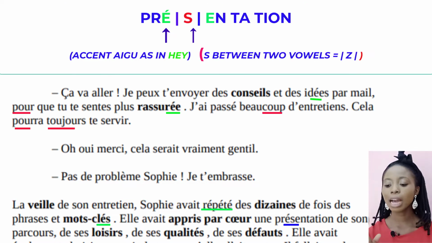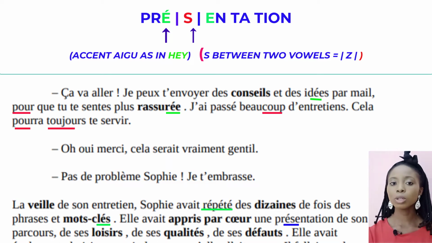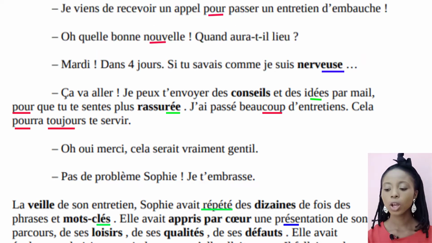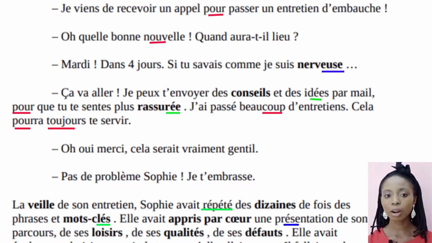Présentation. We can see our accent aigu, A, pré. And we can see our S in between two vowels as well. The E accent aigu is a vowel. We have S and we have another E without any accent at the back of it. Can we see that our S is in between two vowels now? So therefore, this S will be giving us the sound Z. So we have présentation. Okay? So présentation.